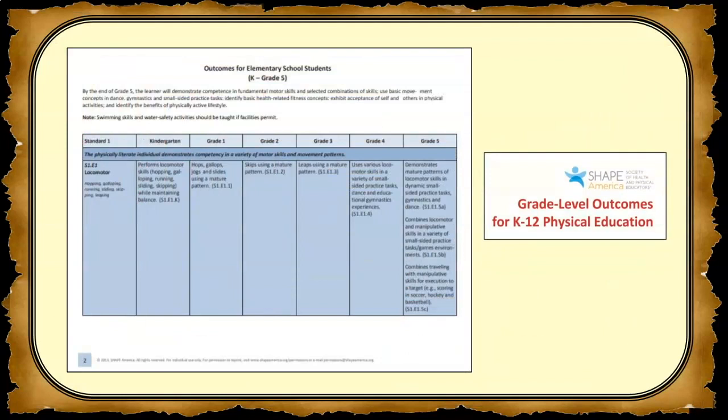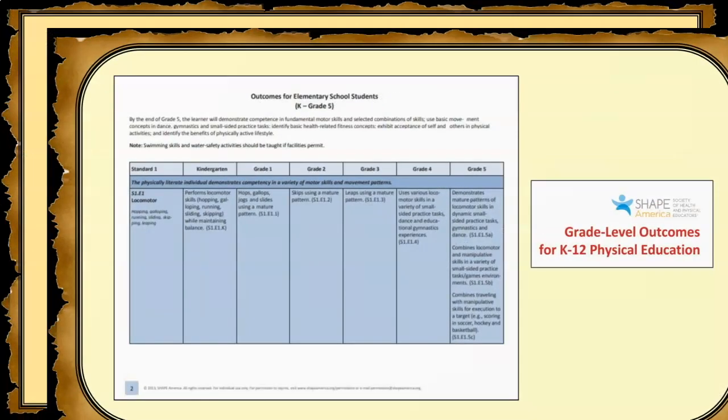Now, SHAPE America also has grade level outcomes. Some states have similar things that teachers can use. They break down what you will teach the students during your daily lessons.